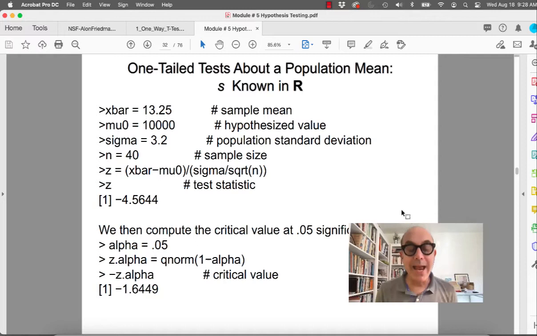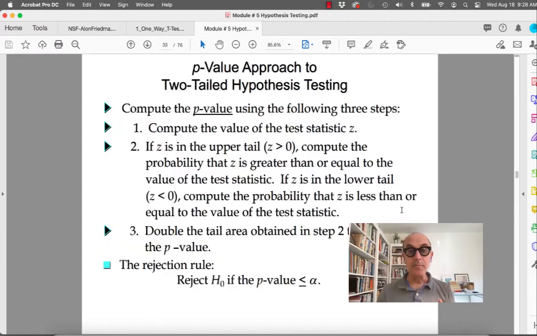So in this case, we came up with the value of z, and now we can actually calculate the critical value at the 0.05 level of significance, and in this case, the z critical value is minus 1.6449. So again, that is the idea of how to approach it and how to apply it.